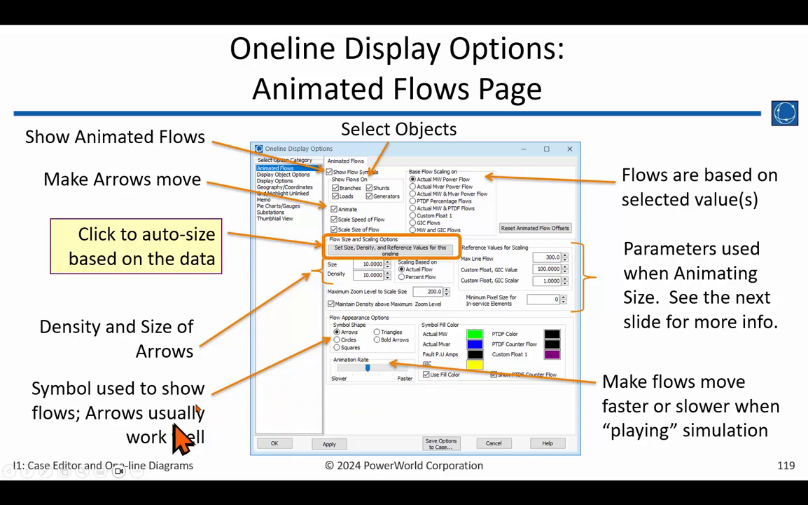And back to the slide here, you can also change the symbol from an arrow to other kinds of things, although I think arrows usually work best. If you're hitting the play button and animating the solution, you can also have the arrows scale faster or slower across everything on the display.